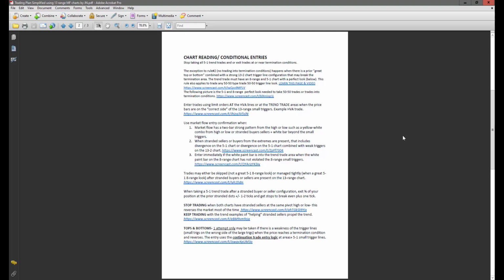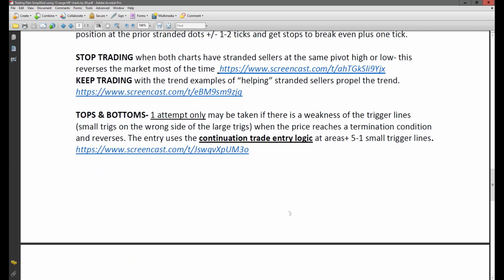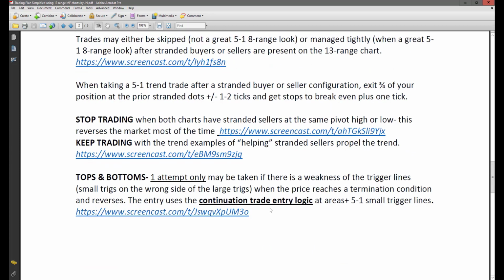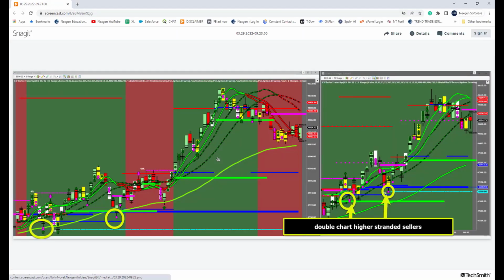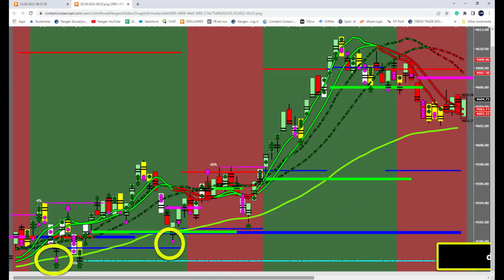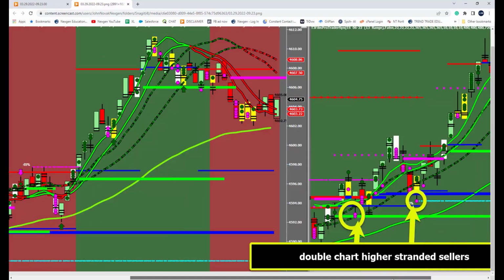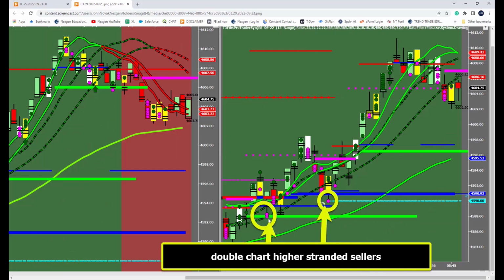So here, let me shrink this back down real quick just so I can see where we were. All right. Now, keep trading in the direction of the trend. Stranded buyers are not an evil thing, or stranded sellers are not an evil thing. If you have stranded sellers and the trend's going up and your triggers are up, take long trades. Just a thought. So you'll see this, this is double chart stranded buyers or sellers. And again, it's pretty easy to see what the triggers are doing. And these are traditionally where the continuation type trades happen.